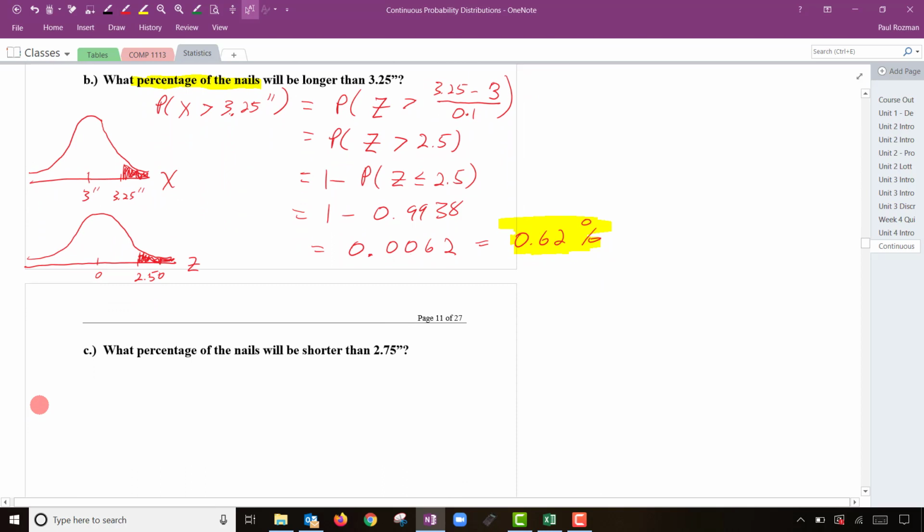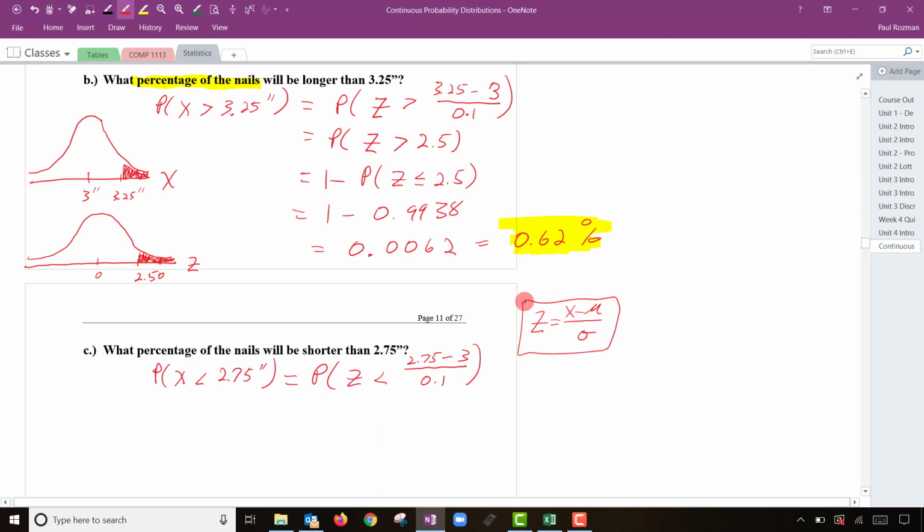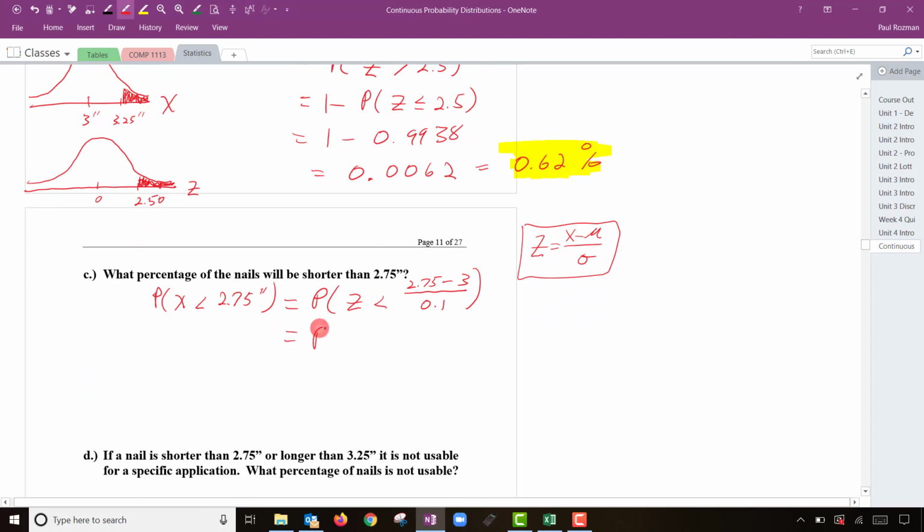We're getting close to the end of this one. We want the probability now of getting one that's too short. What's the probability of having an X that is less than 2.75 inches? So 2 3/4 inches. Calculate the Z score. 2.75 minus the mean of 3, over the standard deviation of 0.1. Remember, we have our Z score formula. That's how we do the transformation. So we get a Z score of, what do we get? Negative 2.5 there? Yeah.